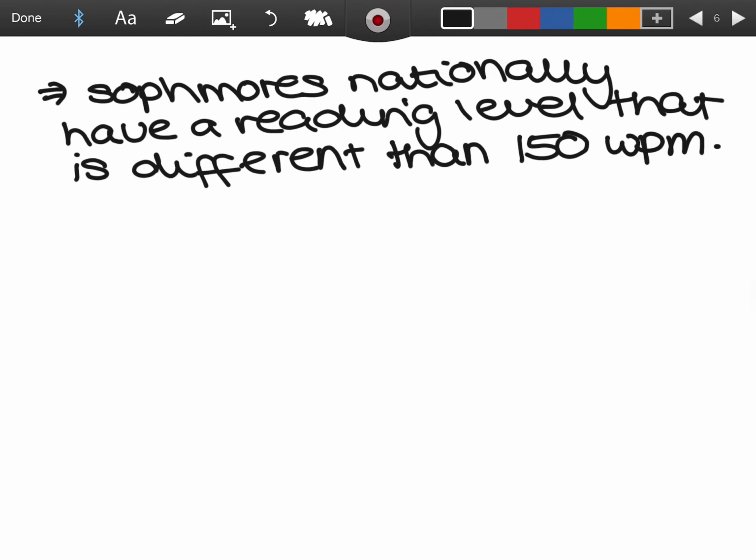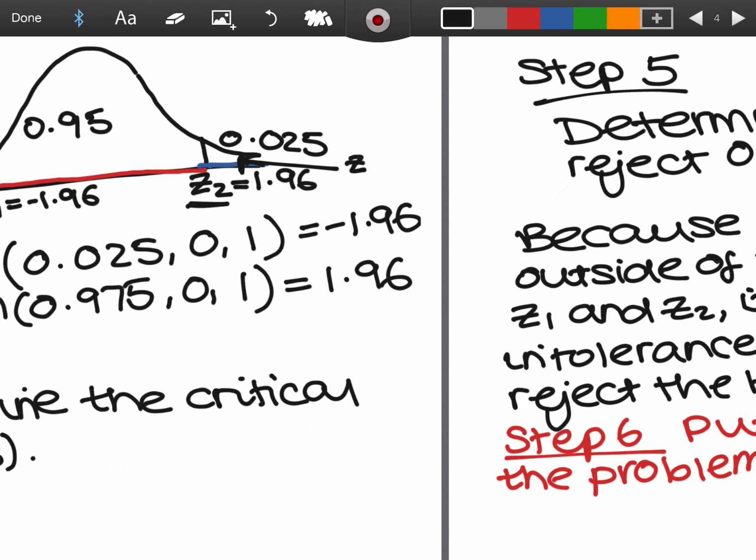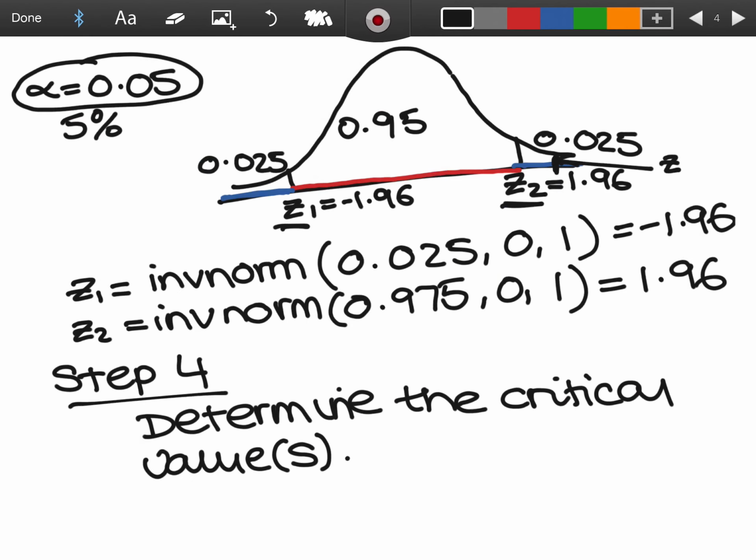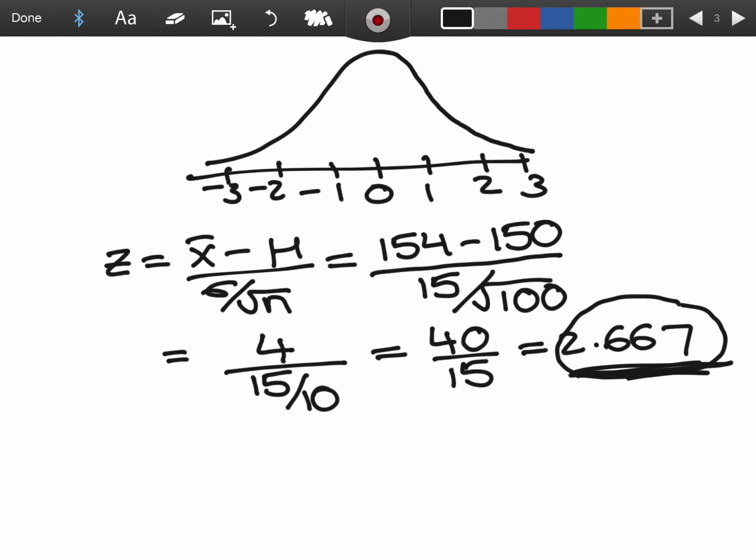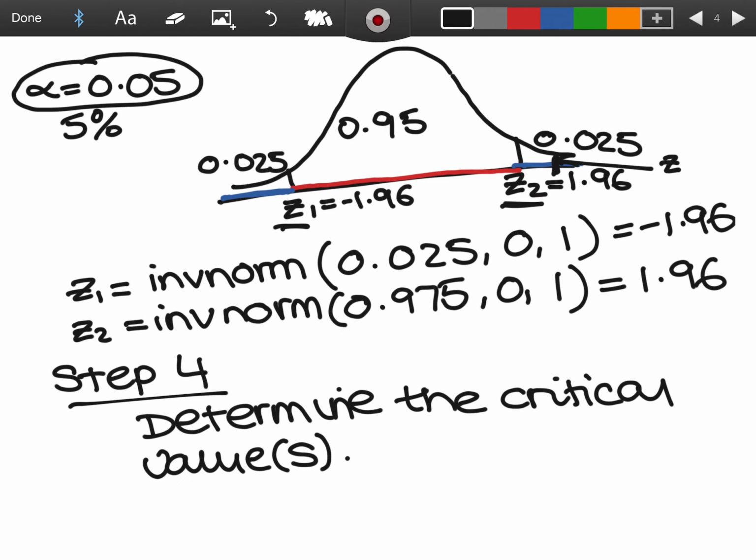Let's come back to our other example to look at what the p-value would be here. I said that our z-value in this one would be roughly here. What was our test statistic? It was 2.667. So your test statistic in this case is 2.667.